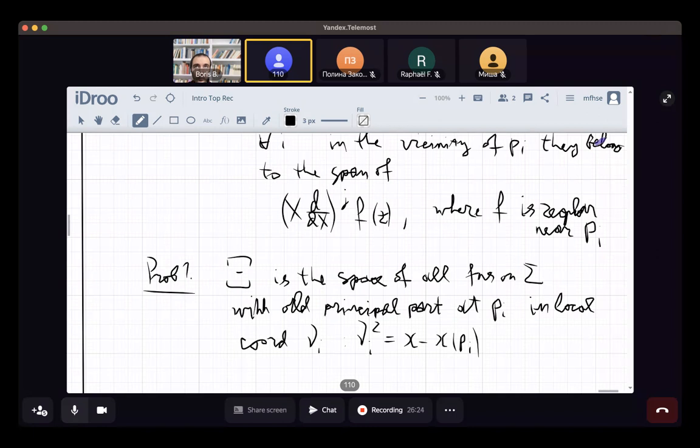Okay, the statement is clear, yes? So the claim is that precisely this space psi is the space of meromorphic functions, let's say, meromorphic functions whose Laurent series at pi precisely have the odd principal part.